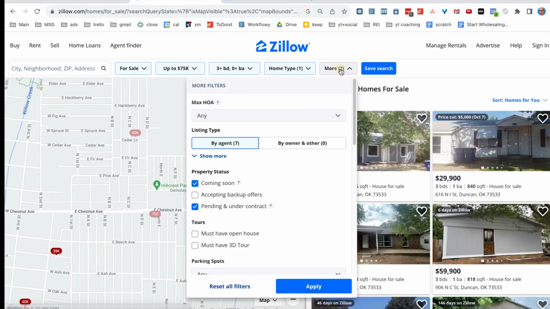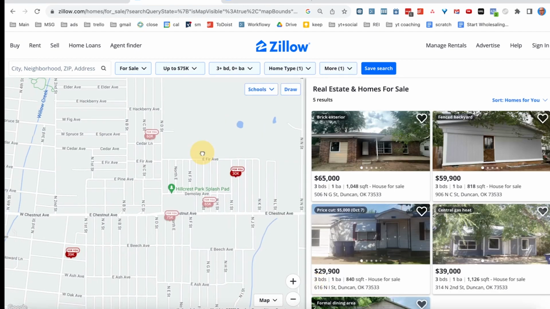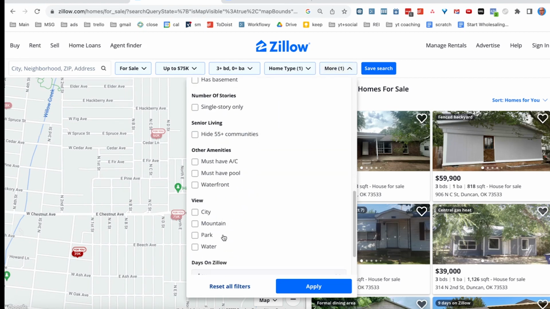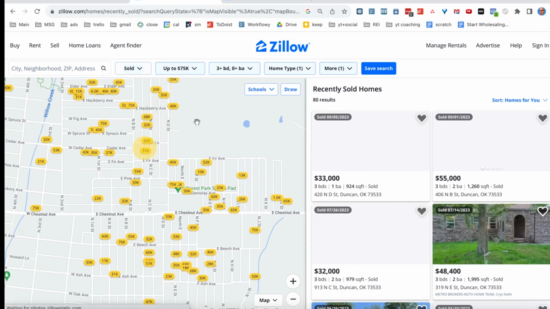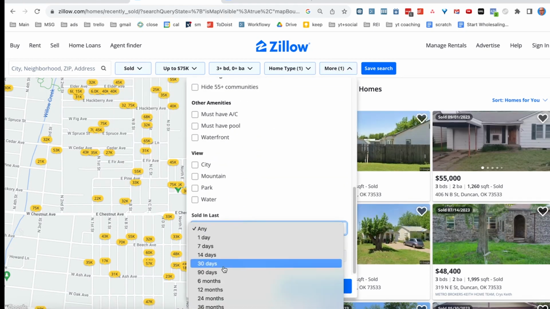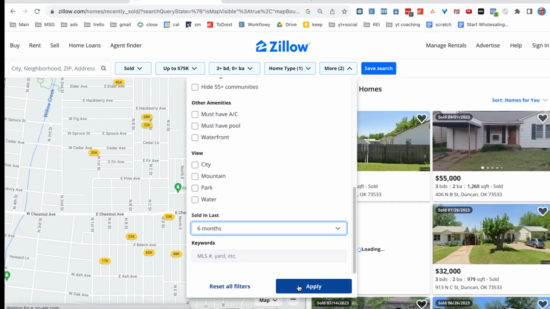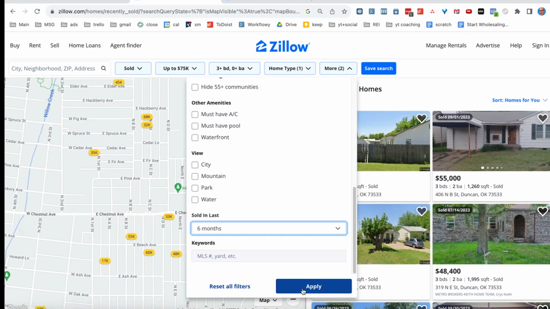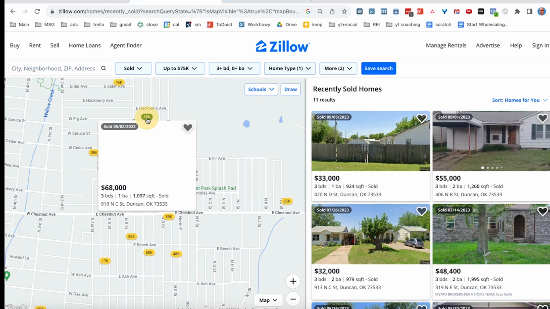And let's see if I toggle. I had this already toggled. So now let's look at solds. So I'm going to go ahead and toggle here to solds. And when I do this, I will change this to be sold in the last 6 months. Sometimes I put 90 days, but 6 months. It's a smaller market. So then I'm looking at here what's sold.